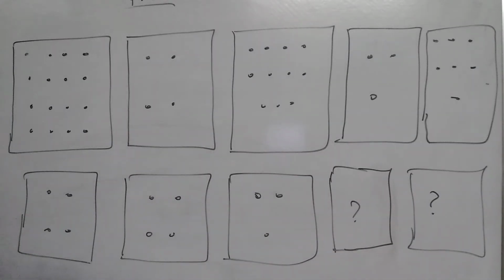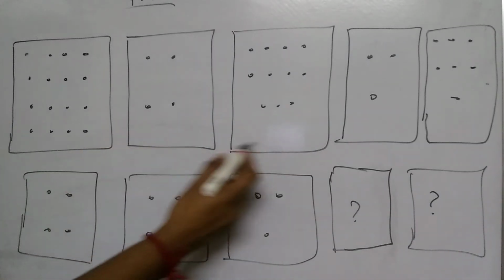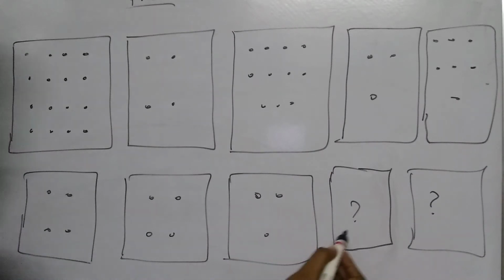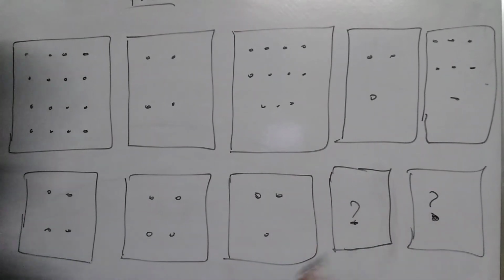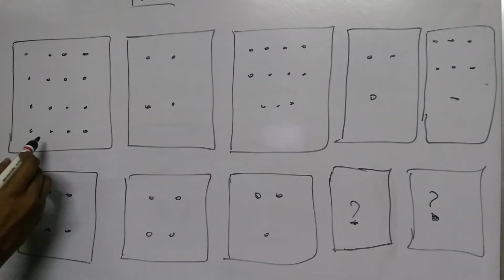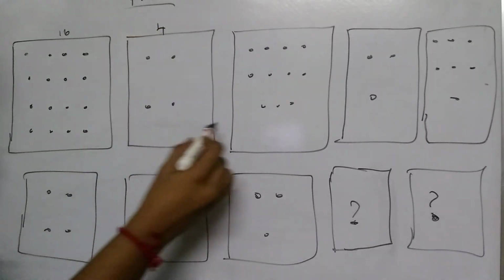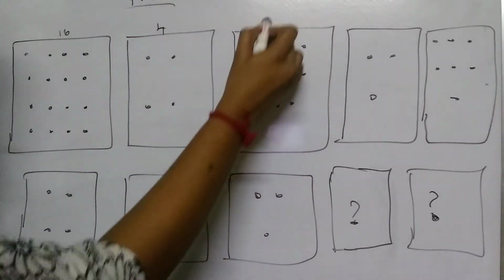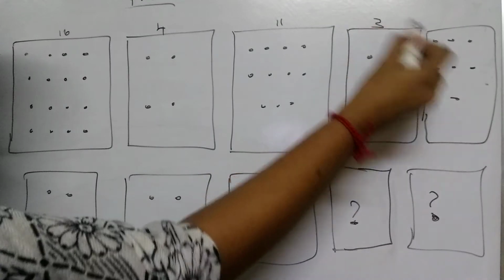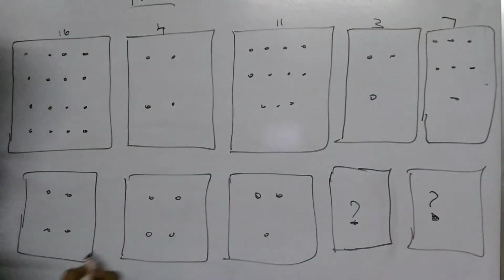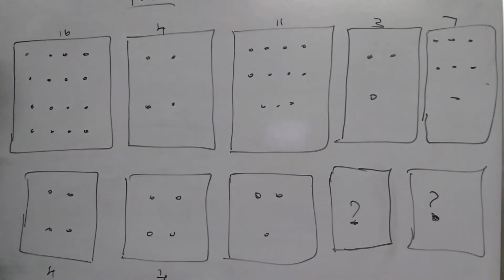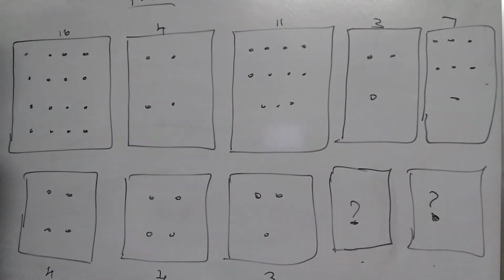Now look into the next puzzle. See the boxes having all dots. What will come in the last 2 boxes? That is your logical thinking. Right, the first box has 16 dots. The next box has 4 dots. Count here next, 8 plus 3, 11 dots. Here 3 dots. Again here 7 dots. So again here 4 dots. Here 4 dots. Here 3 dots. What will be the answer for these 2 boxes? Okay, that is your question now.